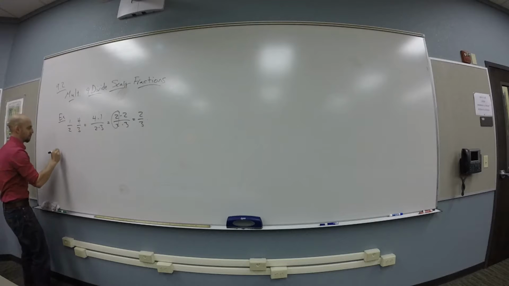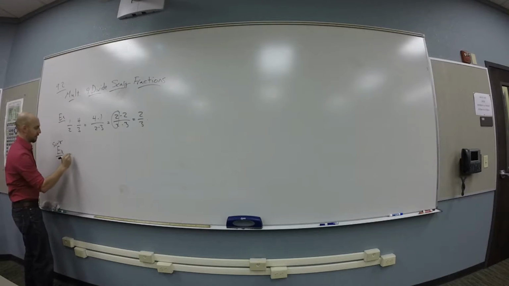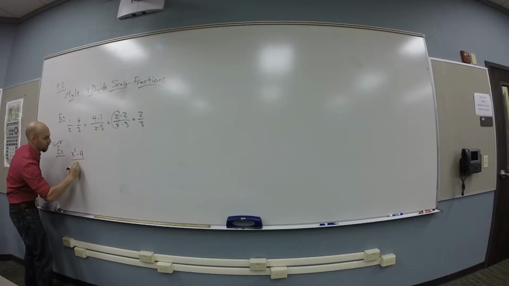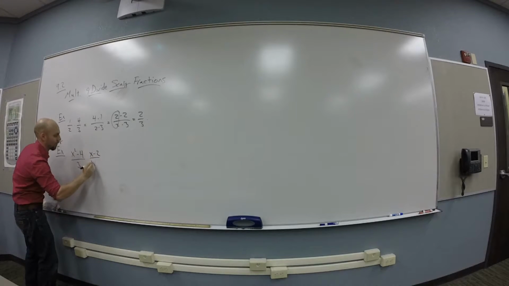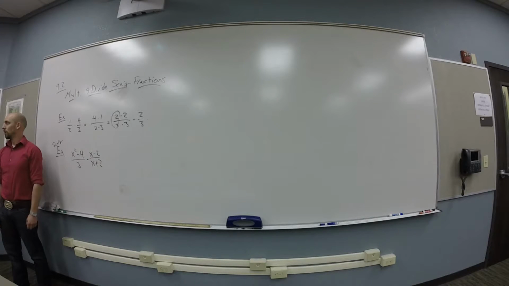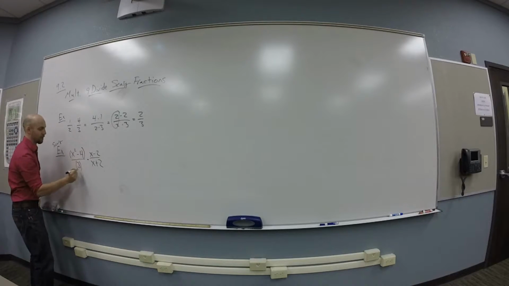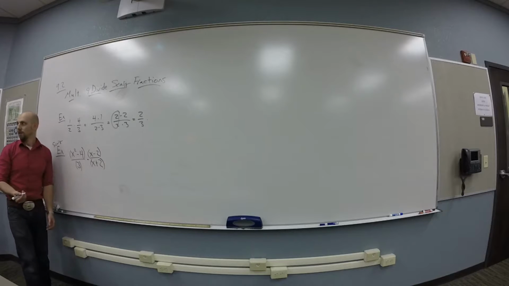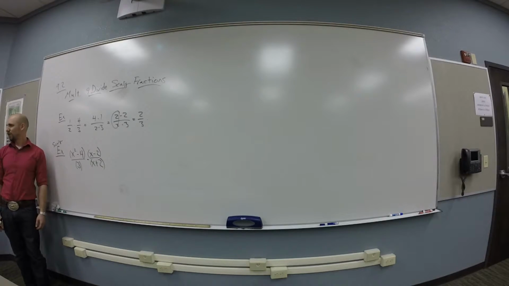Let's do it. Scary example: x squared minus 4 over 3 times x minus 2 over x plus 2. The biggest deal here is just not losing parentheses. There aren't any parentheses, but they're kind of around the different fractions. I really recommend just putting them in and then deciding whether or not you need them.